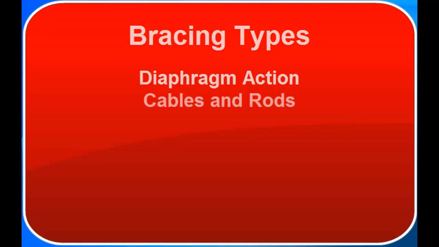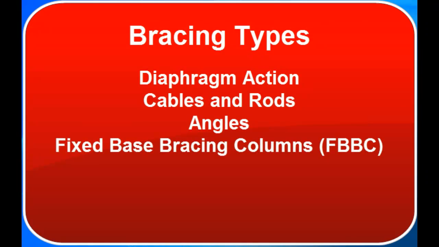Next would be cables and rods. Cables are not as desirable as rods due to stretching, but they are available as an option. Angles are the next more costly option, typically reserved for higher load cases or special code restrictions. And finally, there are fixed base bracing columns, FBBC, and portal frames. The FBBC is useful when additional wall space is required for framed openings, etc., but it has some additional concrete foundation considerations. The portal frame is the most expensive SBS input for bracing.